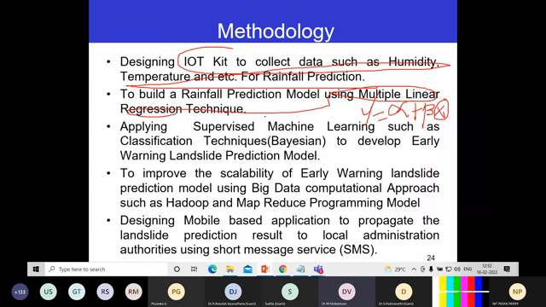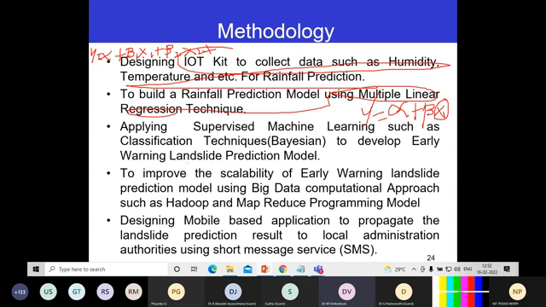But if you want to predict the rainfall, then there will be more x, right? y is equal to alpha plus beta1 x1, correct? Plus beta2 x2, like that it goes on, correct? Because there are many parameters, like we have humidity, wind speed, minimum temperature and so on. So that's why you can use the multiple linear regression technique to predict the rainfall.